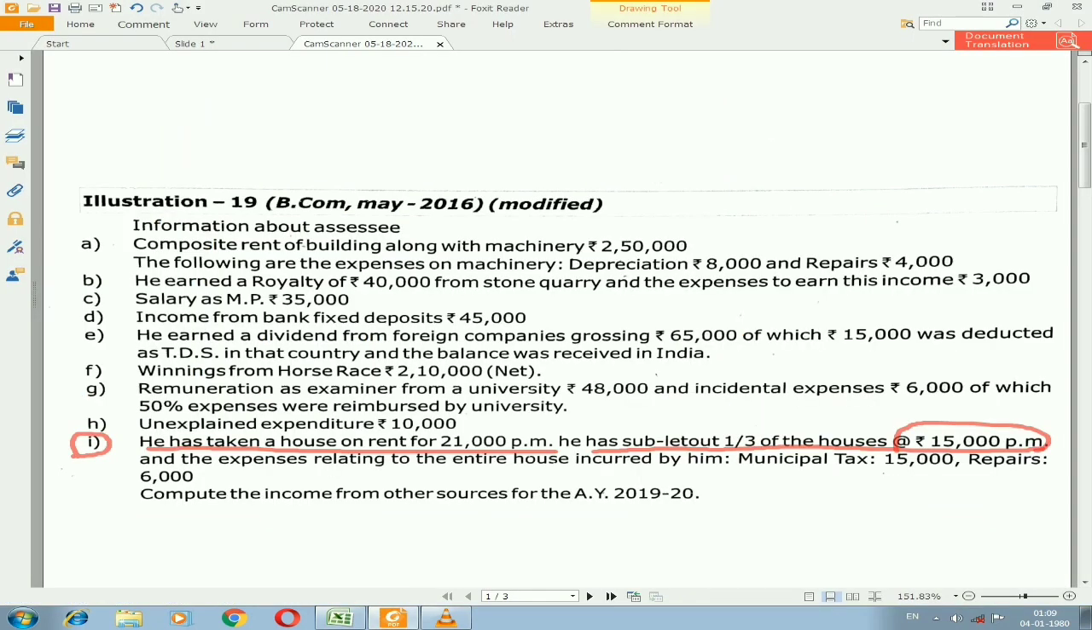So on that we are supposed to deduct some expenditure. He has an expenditure of rent, you can see that is 21,000 per month. So we are supposed to convert it to 12 months, and we need to take only the portion, that is 1/3. Even for the expenditure we are supposed to take the related portion. So municipal tax 15,000, repairs also 6,000. These two amounts also we are supposed to take 1/3, and municipal tax and repairs are paid per annum, so we are not going to take them per month. On these two amounts we are supposed to take 1/3 only, not the full amount, because the expenditure will be deducted only related to that portion.